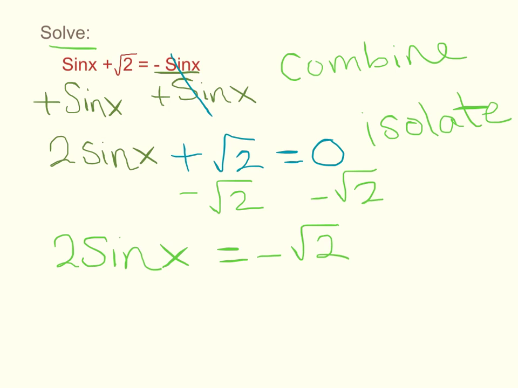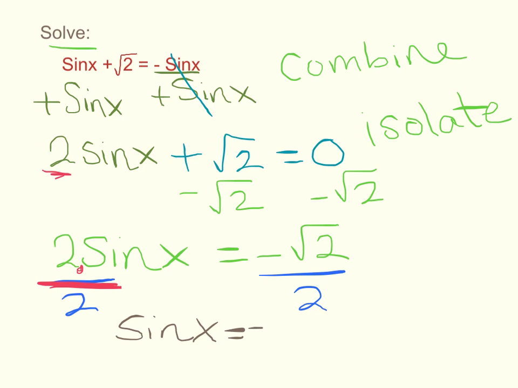Then I want to divide by 2 on both sides. Why am I dividing by 2? Because if I look closely here, that 2 is multiplied to sine. To break it up, I need to divide. 2 sine x means 2 times sine x, because when we added, we got that 2. So I'm dividing to break the multiplication. Well, now I have sine x equals negative root 2 over 2.